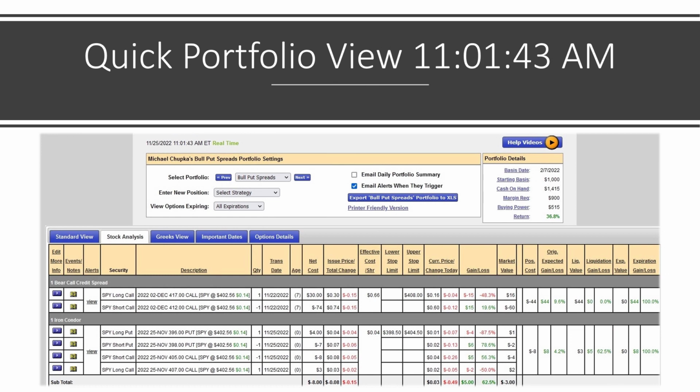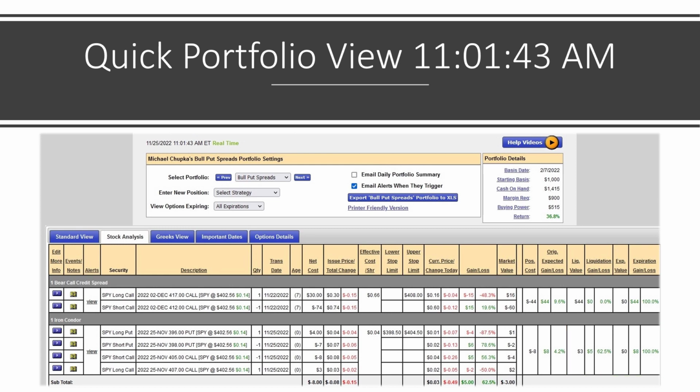Just wanted to show this real quick. Here's our portfolio view from Friday, November 25th at 11:01:43 a.m. Eastern Time in the real-time quotes. Here we see the liquidation value of $3, liquidation profit of $5 total, or 62.5% of the 8-cent maximum profit we expected to make on the position. We took it off the table for the profitable 0 days to expiration.